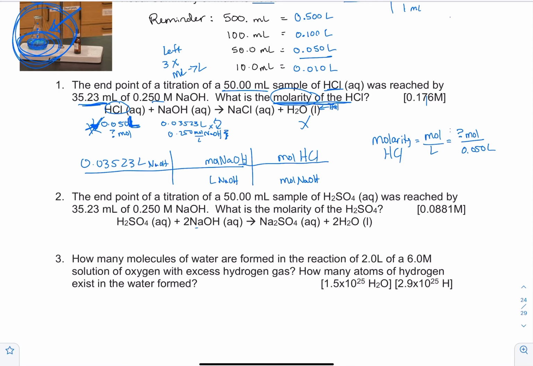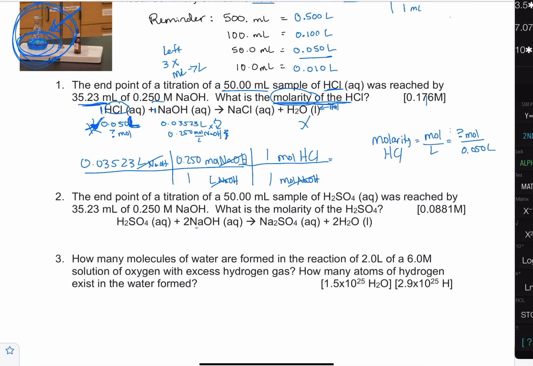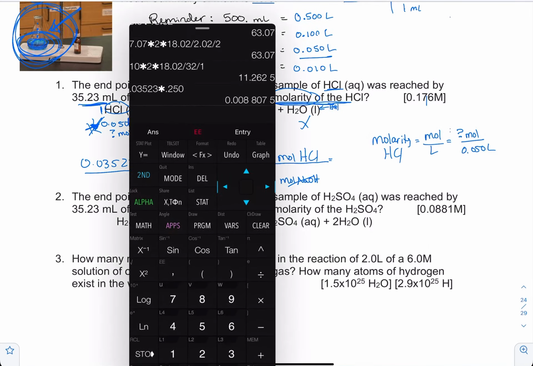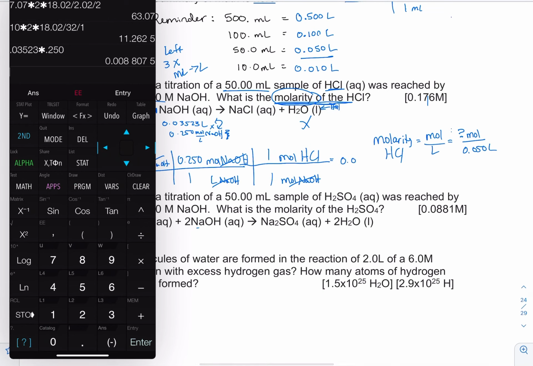And then this is an equation that's balanced. You'll notice there's a 1 and a 1 in front. They're understood ones, 1 to 1. And then this is 0.250 moles in 1 liter. You can see how our units cancel out, and our units cancel out, and those units cancel out. And so it's just that 0.03523 times 0.250. And that makes me have 0.0088075, and that's moles of HCl.